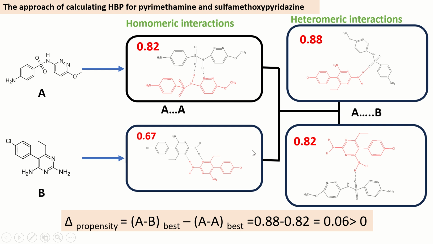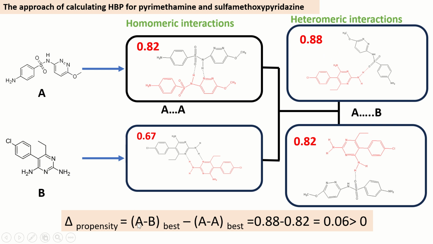And also their heteromeric interaction, their best heteromeric propensities are 0.88, and in the case of pyrimethamine, by using different functional groups. For example, here is the amine functional group of pyrimethamine with the sulfonamide oxygen of the sulfamethoxypyridazine, and here is another amine of the pyrimethamine and sulfonamide of sulfamethoxypyridazine. But in the case of this functional group, their hydrogen bond propensity is 0.88. In the case of these functional groups, their hydrogen bond propensities are 0.82.